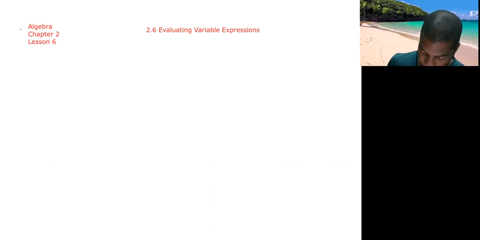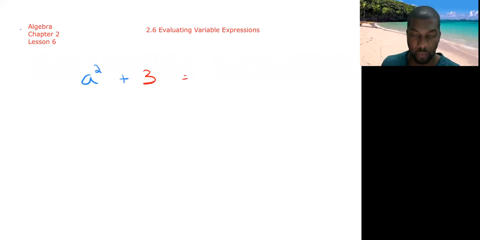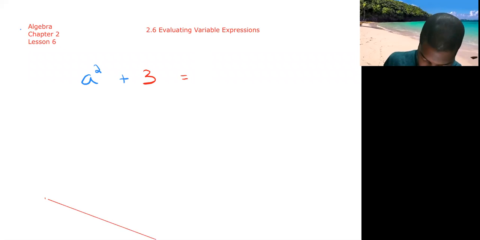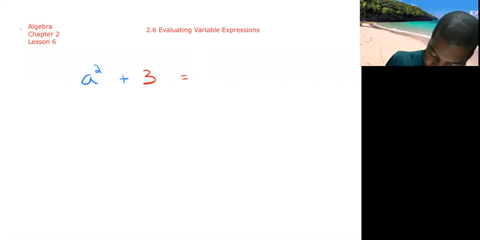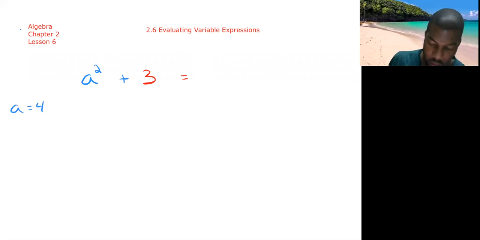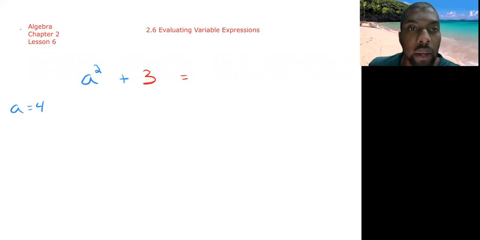So let me explain. When we are in algebra, we're going to get equations or expressions that have letters in them called variables. And they can stand for any number in the world, right? For example, if I told you a squared plus 3 equals something, and I told you that the a is worth 4, well then what does a squared plus 3 equal?